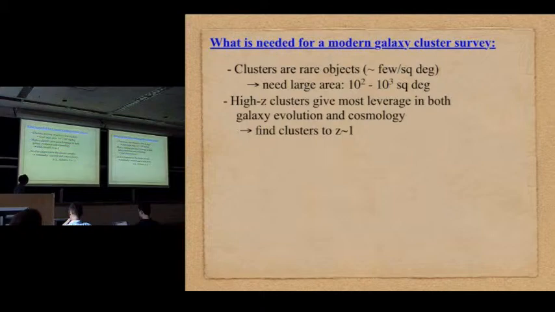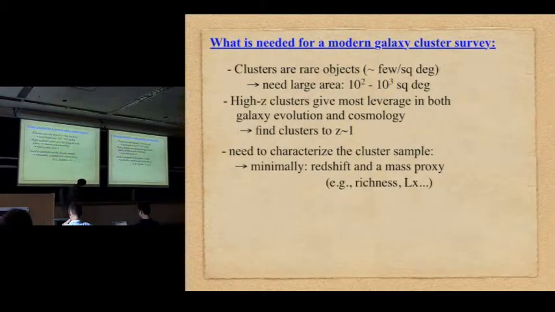And secondly, it's all nice and well to say you find a cluster. In order for it to be useful, you need to be able to characterize your sample so that people can pick a sample and define selection effects, etc. So you can do something that's a little bit more quantitative. And minimally, you need basically distance and mass, which you measure by redshift and some sort of mass proxy, whether it's X-ray luminosity, X-ray temperature, optical richness, or Z parameter.